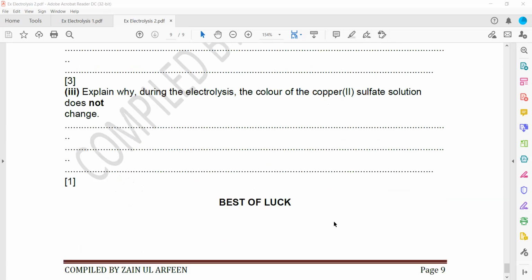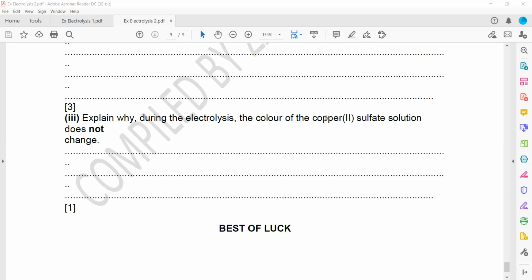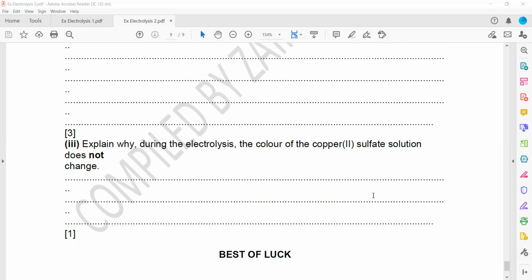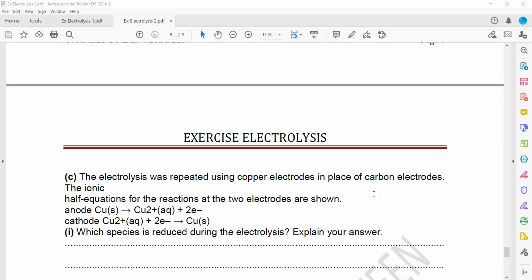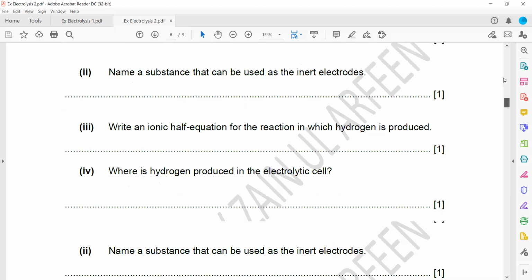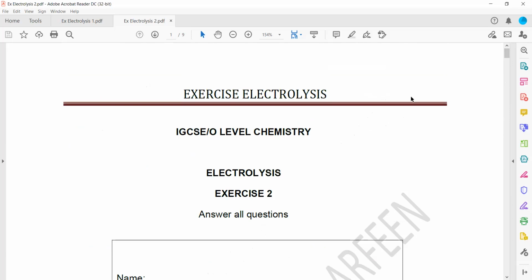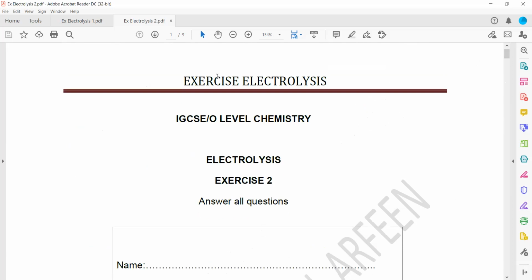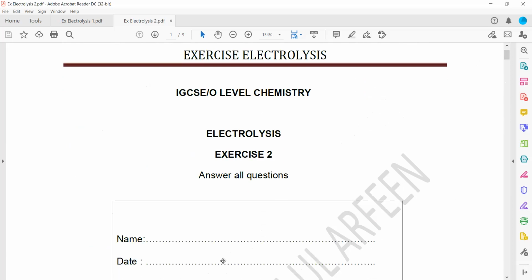So these are the questions. The last one is why the color does not change during the electrolysis. You will mention that the copper ions which go out of the solution are balanced by the copper atoms changing to copper ions at the anode. That's why the color does not change. So these are the questions related to electrolysis.